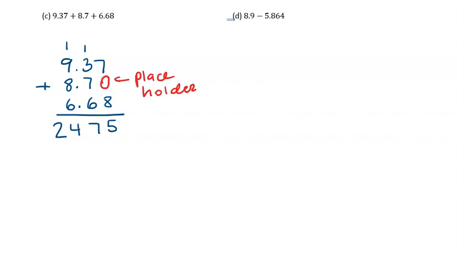And where do I place decimal point in the answer? Well, it has to be right underneath the other decimal points. So right here, the decimal points must be aligned. So the answer is 24.75. 24 and 7500.